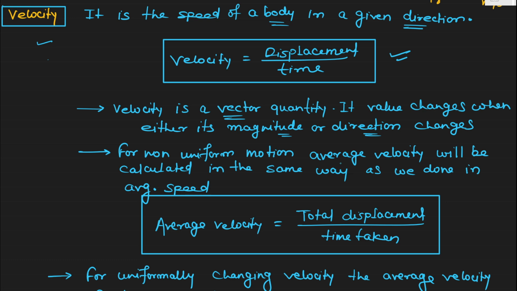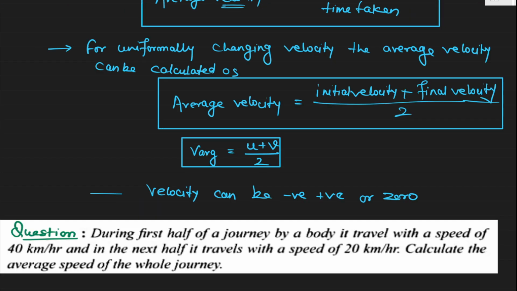For non-uniform motion, average velocity is calculated in the same way as average speed. Average velocity equals total displacement upon time taken. Then for uniformly changing velocity, the average velocity can be calculated as initial velocity plus final velocity upon 2, or we can write (u plus v) by 2, and we know that velocity can be negative, positive or zero.